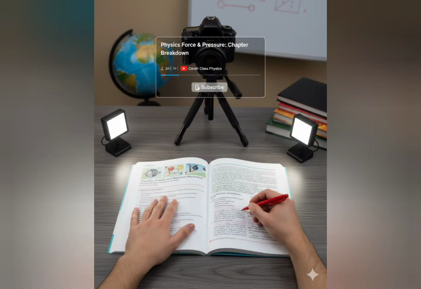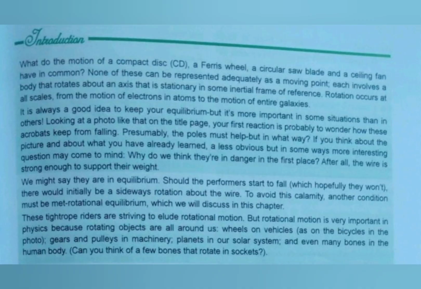Let's begin. What do the motion of a compact disc (CD), a Ferris wheel, a circular saw blade, and a ceiling fan have in common? None of these can be represented adequately as a moving point. Each involves a body that rotates about an axis that is stationary in some inertial frame of reference. Rotation occurs at all scales, from the motion of electrons and atoms to the motion of entire galaxies.